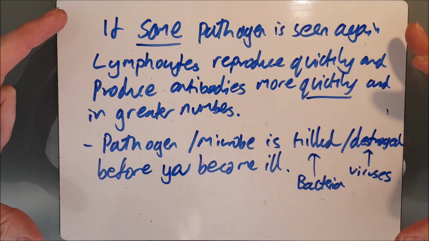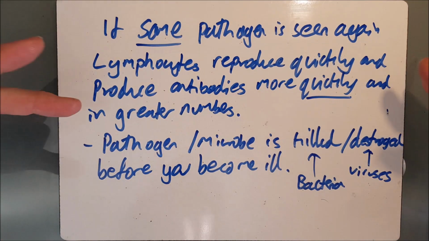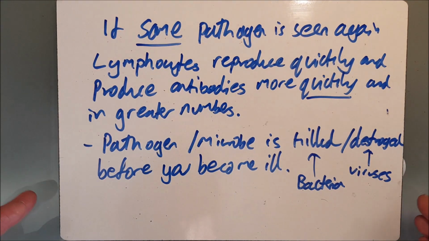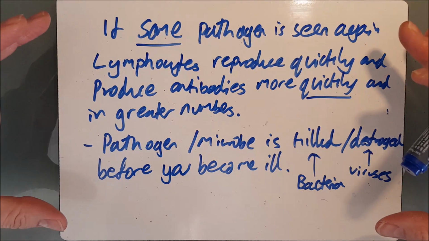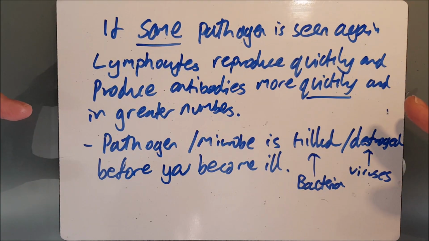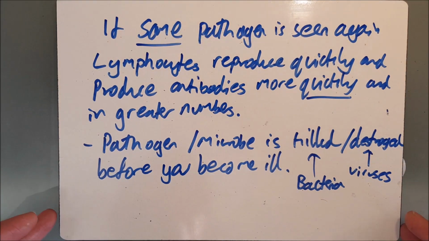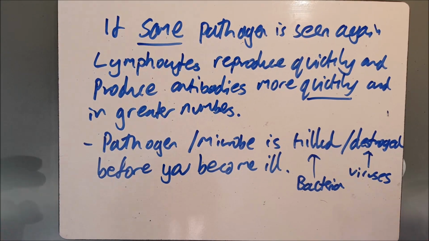So when you're talking about why you don't get ill the second time, or indeed how vaccines work, you would be using this idea along with the idea of the memory cells. Because a vaccine is something that stimulates your lymphocytes to produce antibodies and memory cells in the first place. Hope that makes sense. Thanks.